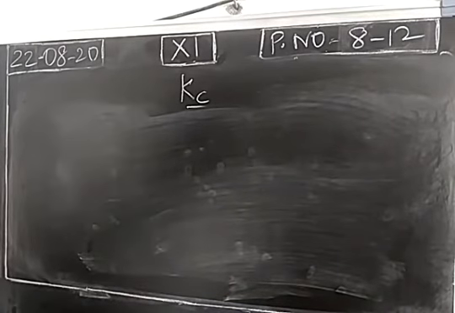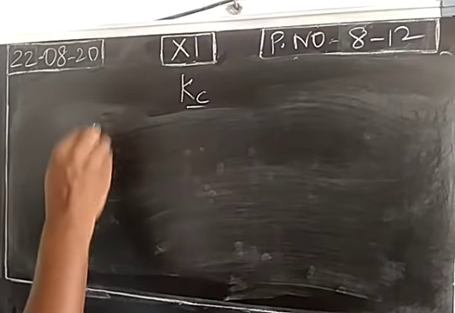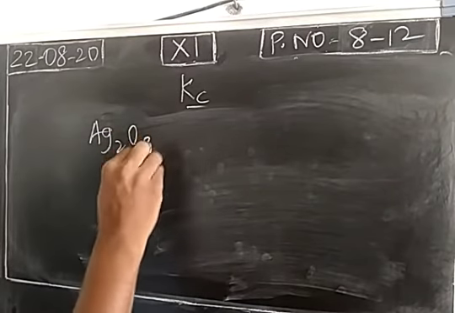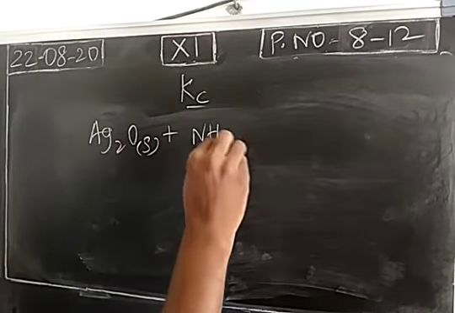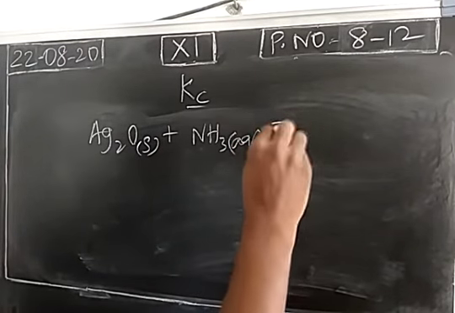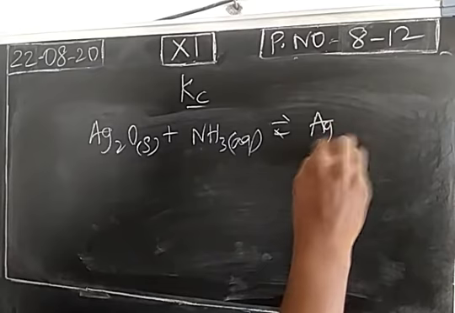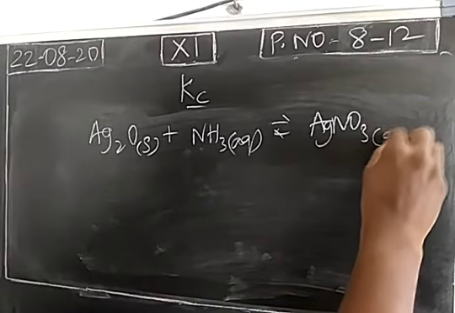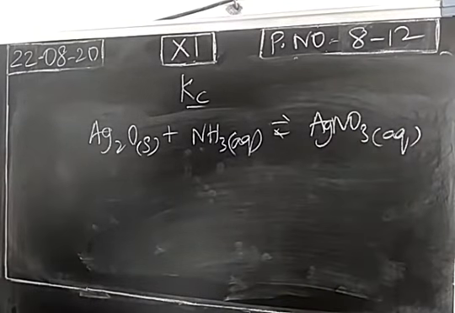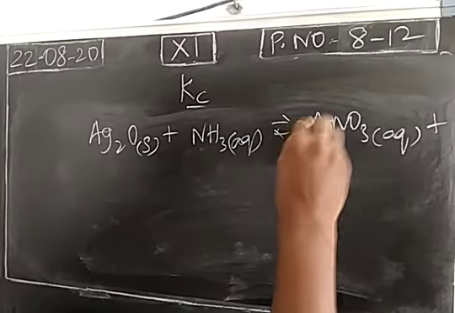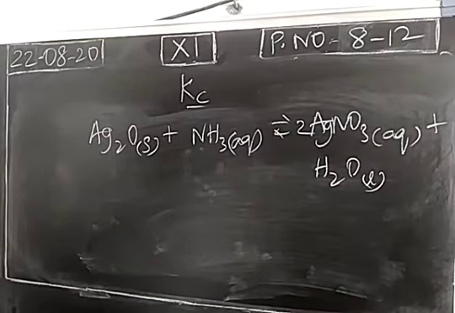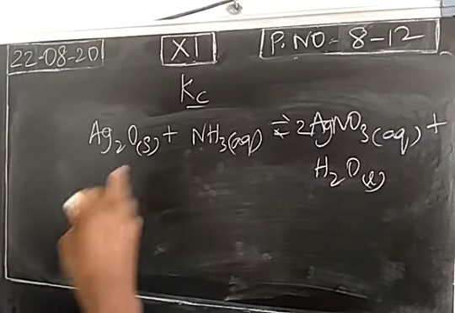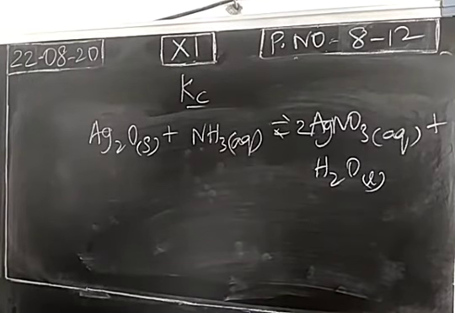Next, formation of silver nitrate. Take silver oxide, a solid substance, which is added with aqueous ammonia solution. It forms silver nitrate solution, so silver nitrate aqueous solution, with the liberation of water. So this is an example of a heterogeneous equilibrium reaction, because reactants and the products are in different phases.